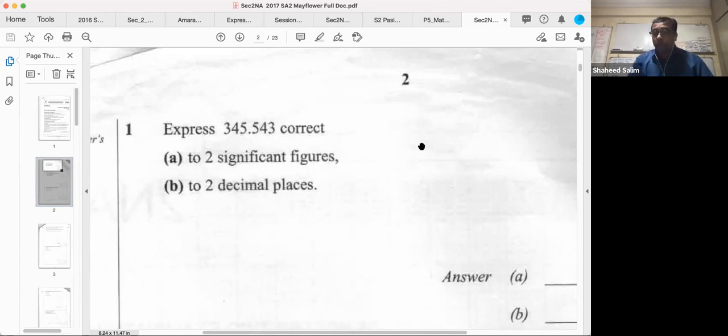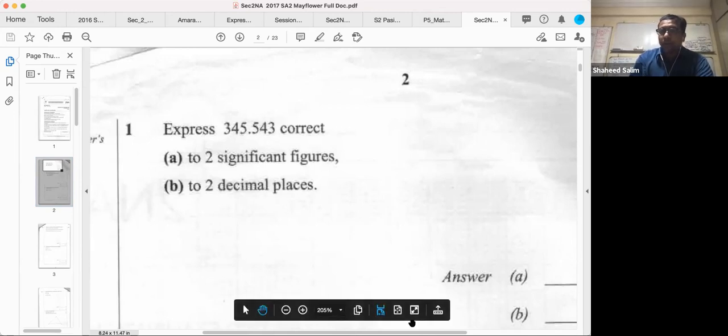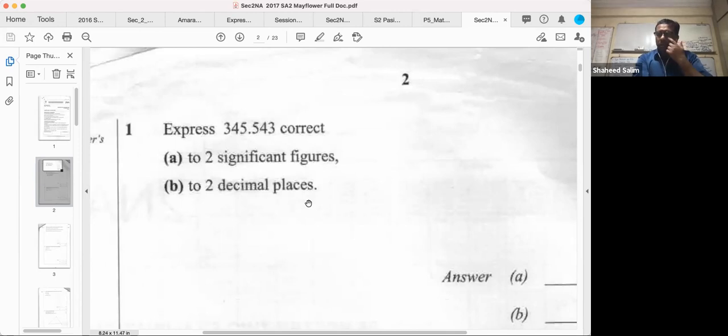Okay, you're correct, but you must add a zero after the 5, so make it 350. Otherwise, it won't be an estimate. Why do we need to add it? Because it really makes a difference to the value. 345 to two significant figures is 350. Remember that for whole numbers, it becomes a zero here. Okay, you try the next one, 2 decimal places.